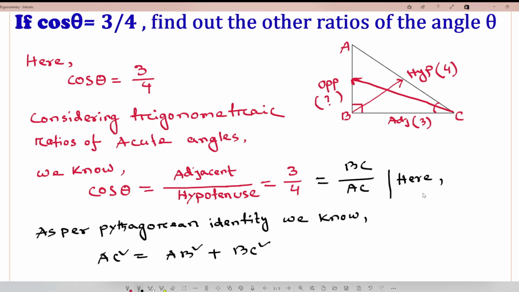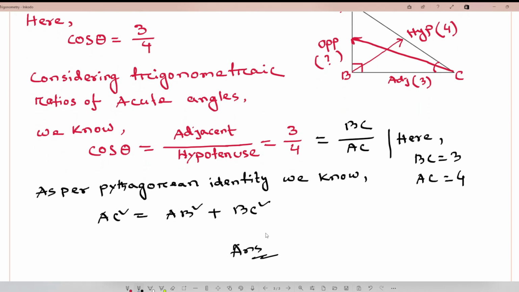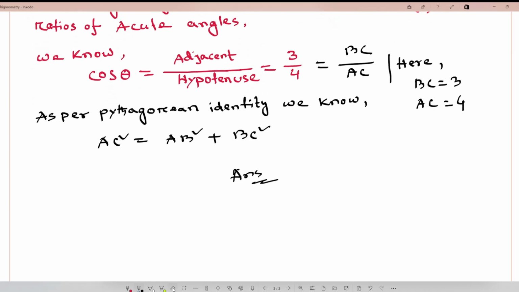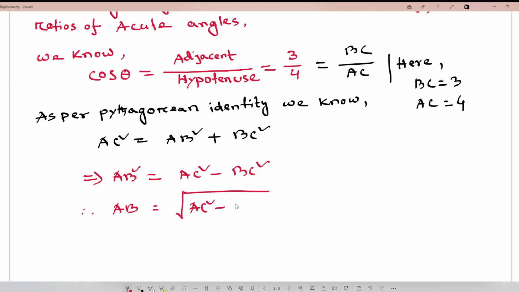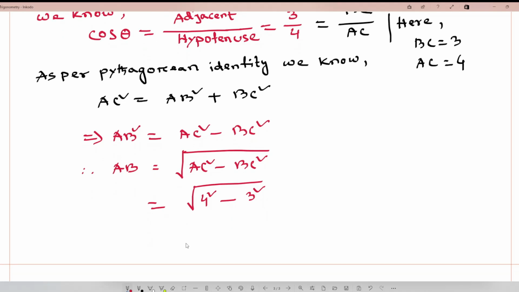Here BC equals 3 and AC equals 4. So we need the value of AB, right? So we can write AB square equals AC square minus BC square, or AB equals root over AC square minus BC square. So AC is 4 square and BC is 3 square, then root. Look, here is 16 and here is 9. So our answer is root 7.